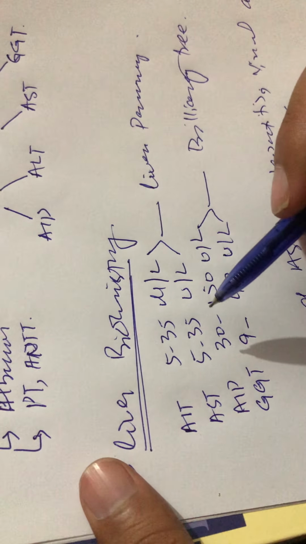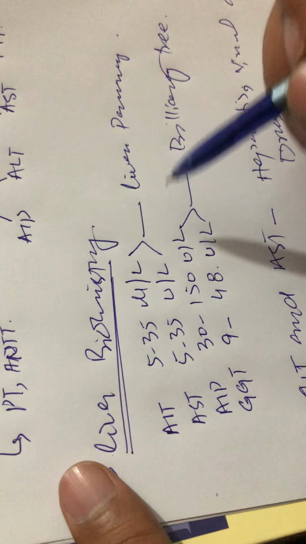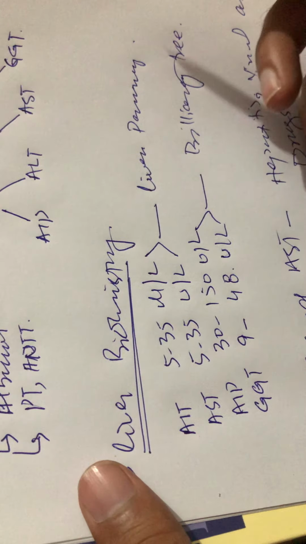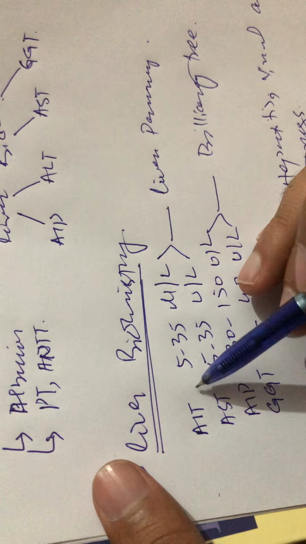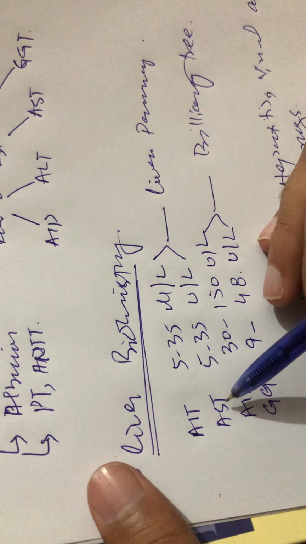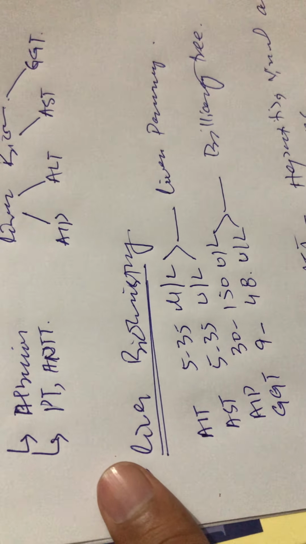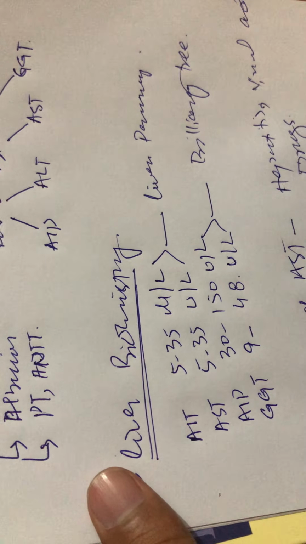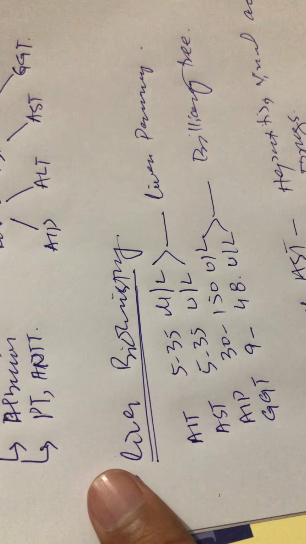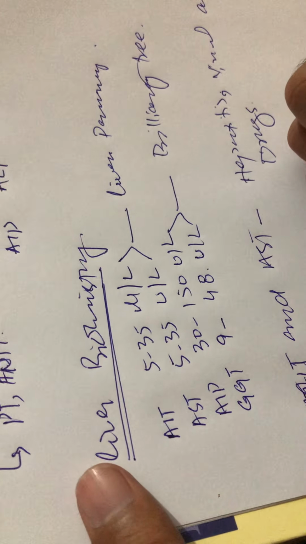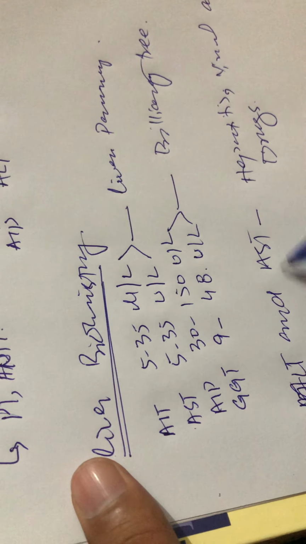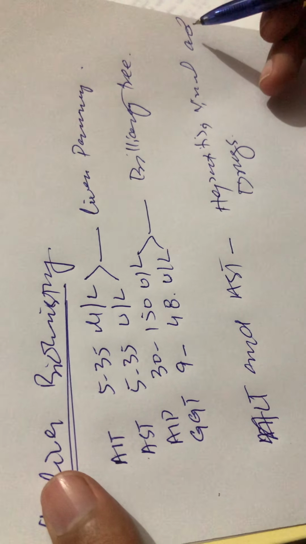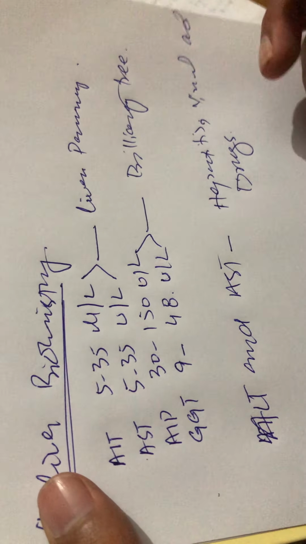Now, when there is some pathology in the liver parenchyma, the two things which are usually raised are ALT and AST. It shows us the pathology in the liver parenchyma, while ALP and GGT are mainly for the biliary tree, CBD, and all those ducts. ALT and AST are mainly raised in hepatitis, which may be viral hepatitis, alcoholic hepatitis, and certain hepatotoxic drugs.